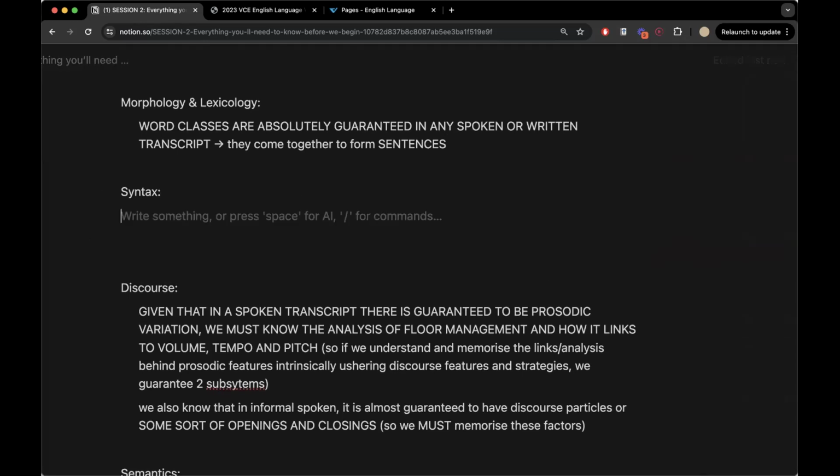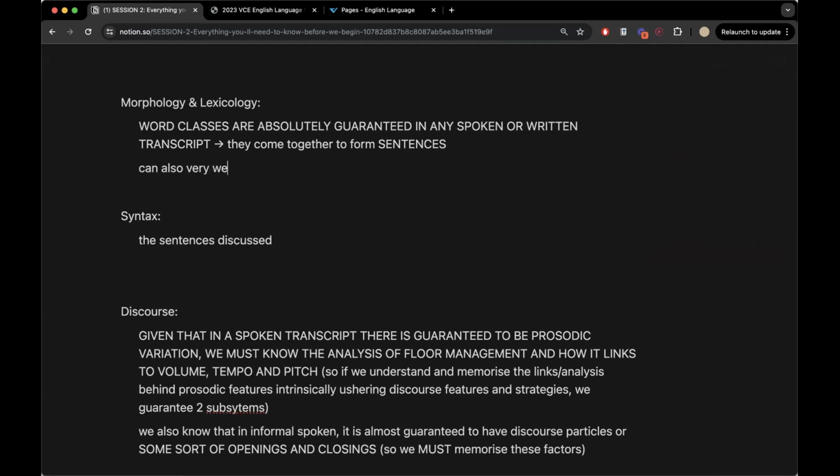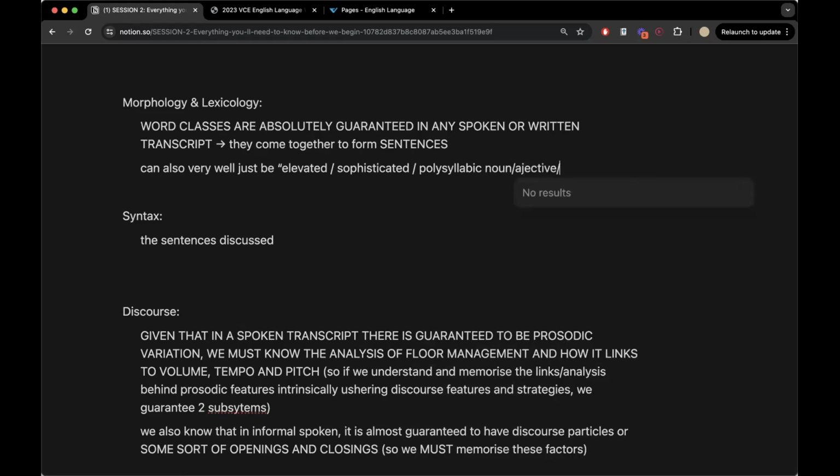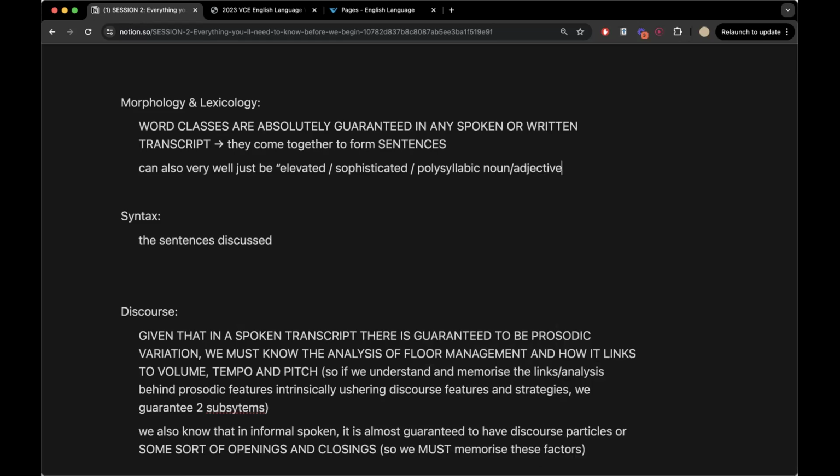But think about that. Now, the sentences discussed above, no, it's just a label. Word classes are just brought in as labels. But as long as you mention the word classes, it shows that you've discussed the morphology and lexicology at play here, right? Morphology and lexicology can also very well just be elevated, sophisticated, polysyllabic noun or adjective, right? Or whatever it might be.